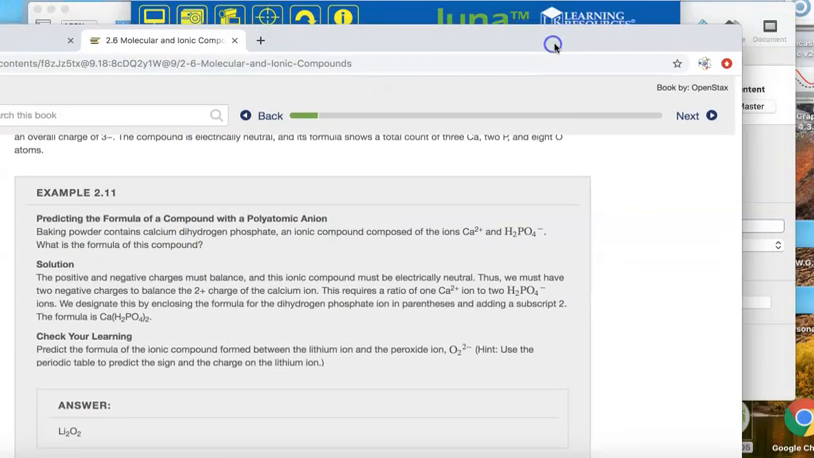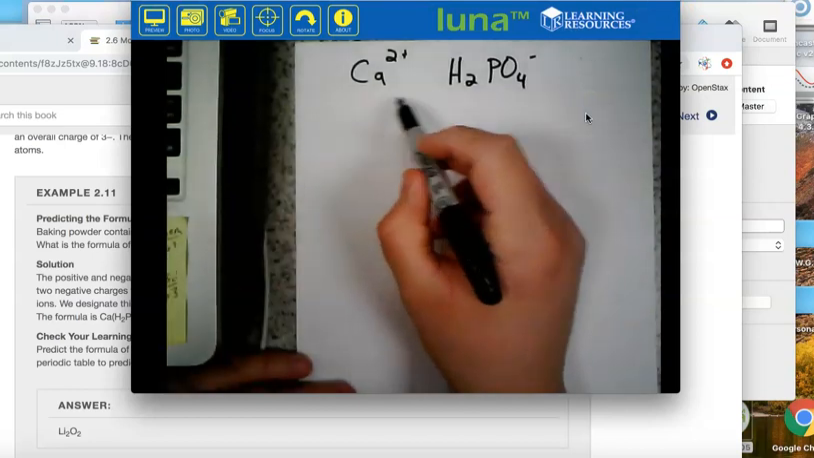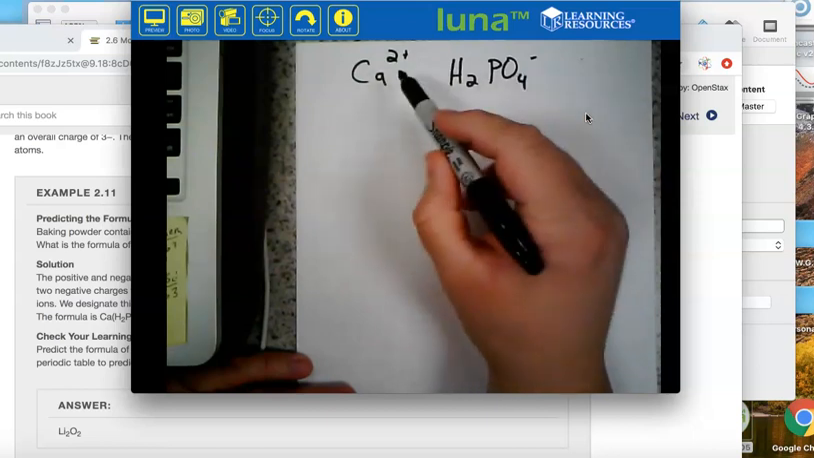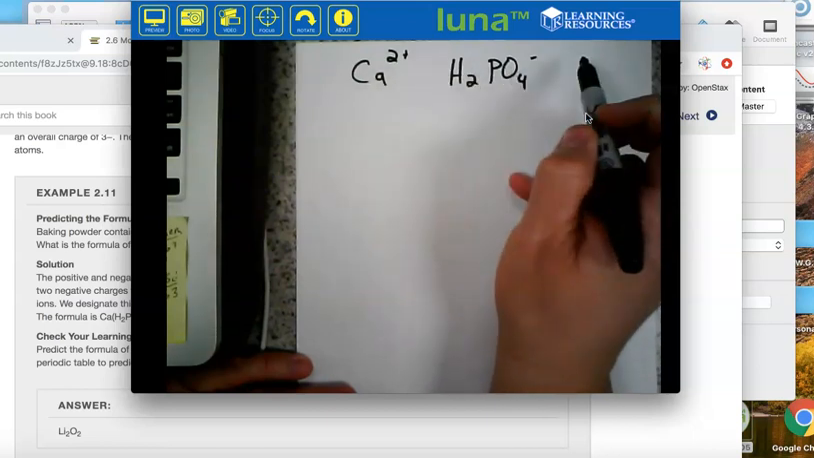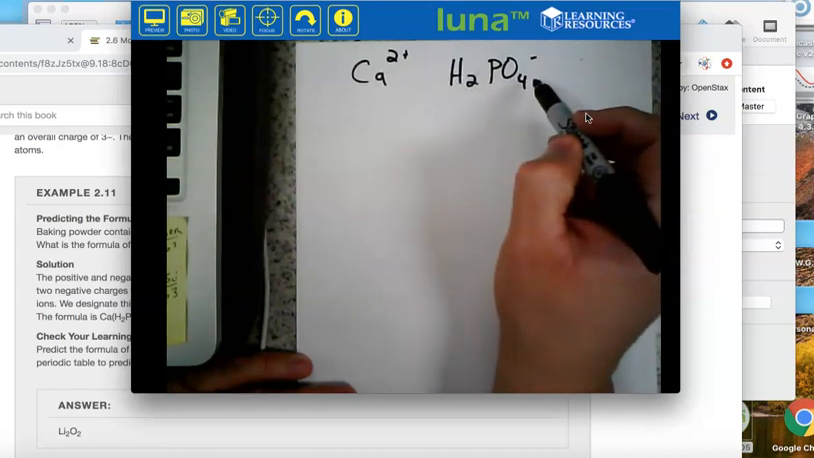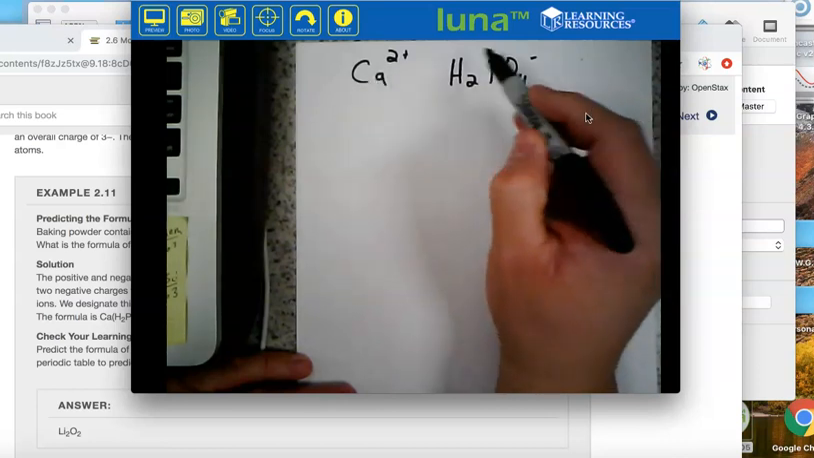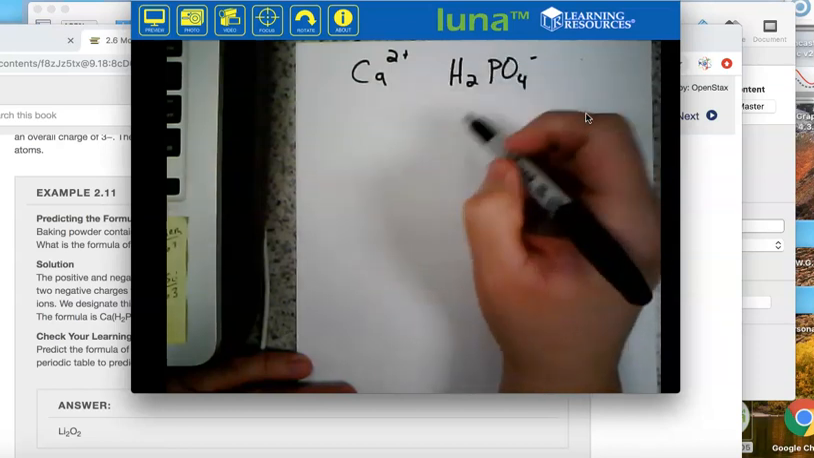What we would do is balance the charges mathematically. I basically need to have a +2 charge here. I need to make sure my charges cancel out because they have to add up to 0. So I need 2 dihydrogen phosphate anions in order to balance the positive charge of the calcium. I need a negative 2 charge on the dihydrogen phosphate anion.